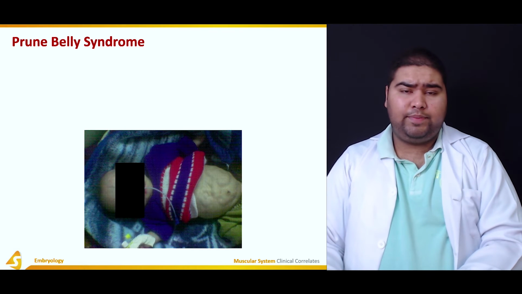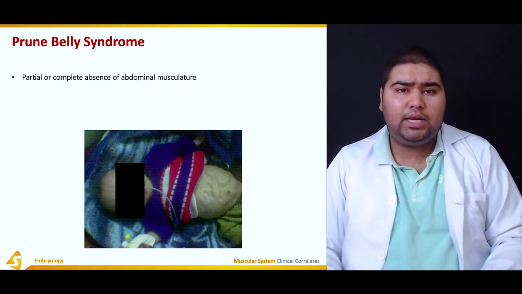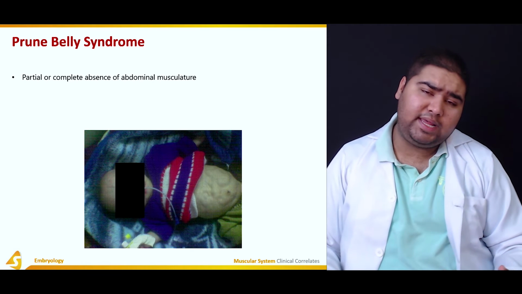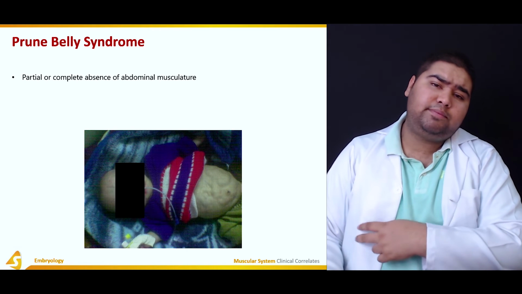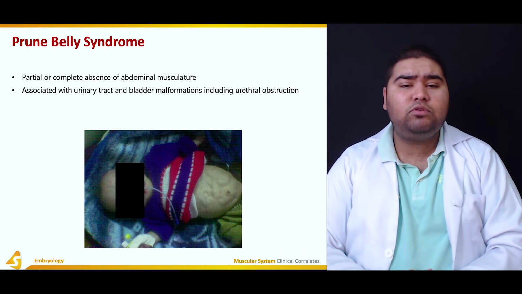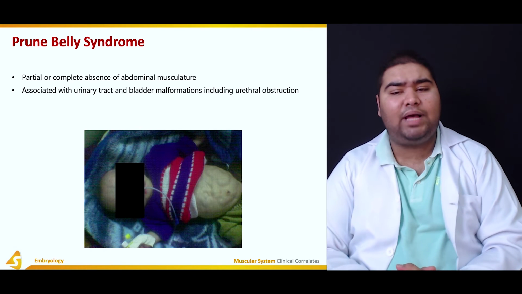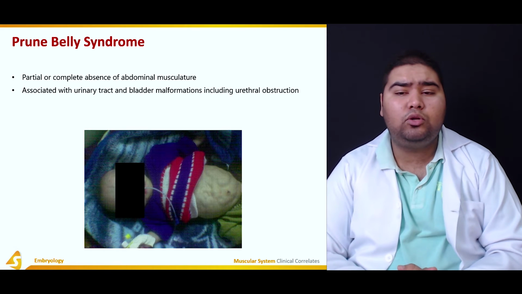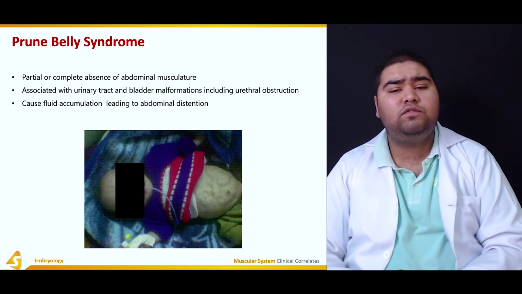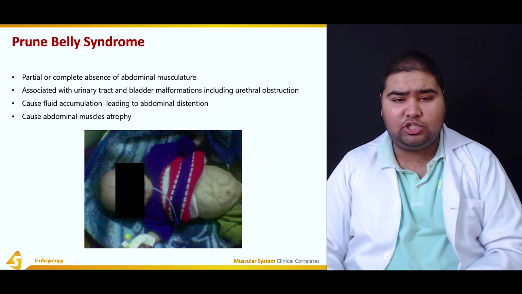So prune belly syndrome is partial or complete absence of the abdominal musculature. The abdominal muscles, the obliques, the transversus abdominis, the rectus abdominis, are absent. It may be associated with urinary tract and bladder malformations, which may include urethral obstruction. It can cause fluid accumulation, which can lead to abdominal distension.